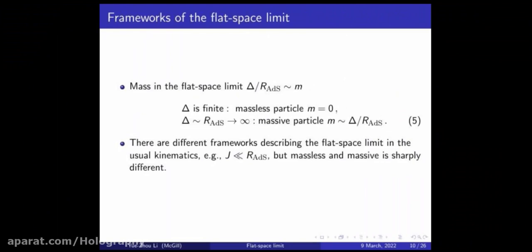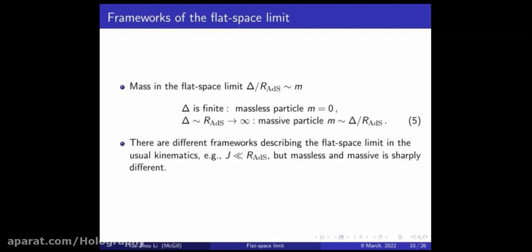And let me try to review the frameworks of the flat space limit. So the mass in the flat space limit looks like this. We have a conformal dimension, and we have an AdS radius. The conformal dimension over the AdS radius, at large AdS radius, should be proportional to the mass. So if we consider a finite conformal dimension, then we actually consider massless particles in the flat space. But if we consider a very large conformal dimension, at a large AdS radius, we can then describe the mass of particles in the flat space limit, where the mass is given by the ratio.